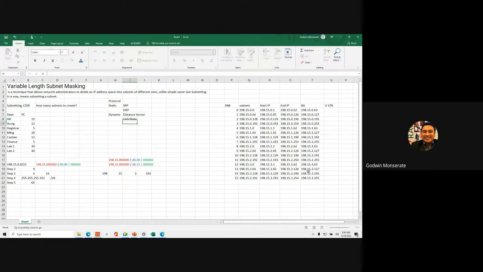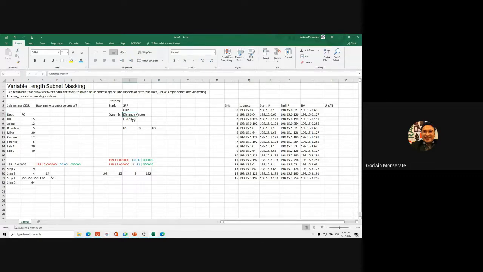The difference between distance vector and link state is that with distance vector, all it can see is its neighbor. For example, router 1 can see router 2, but it cannot see router 3. Why? Because router 1 is not a neighbor of router 3. So only router 1 and router 2 can see each other, and router 2 and router 3 can see each other, but router 1 and router 3 cannot see each other. That is distance vector.